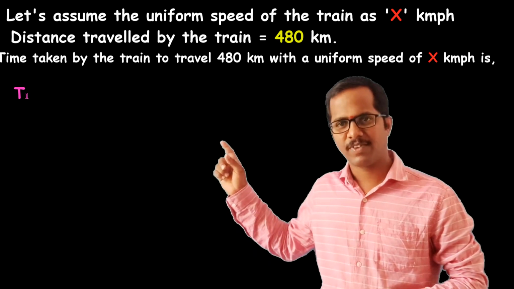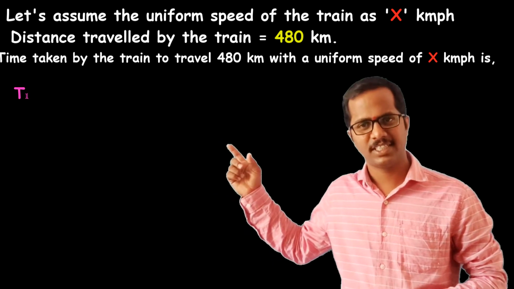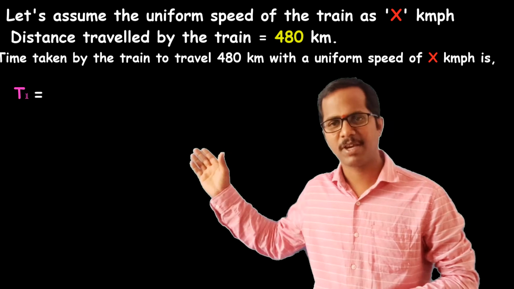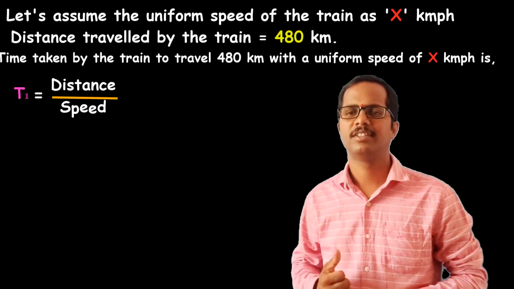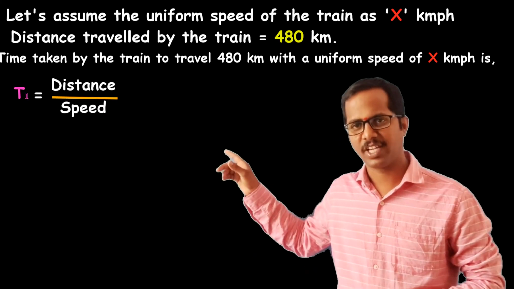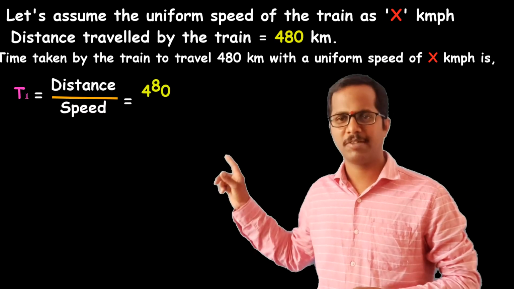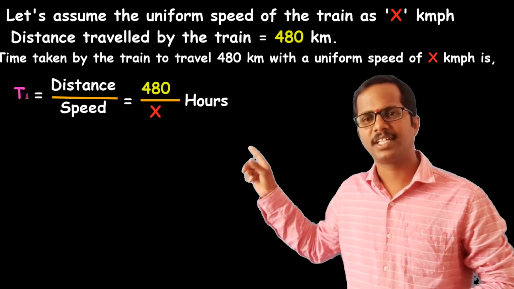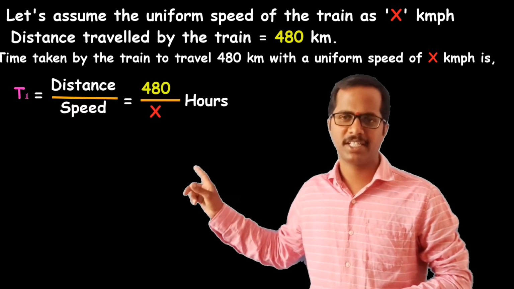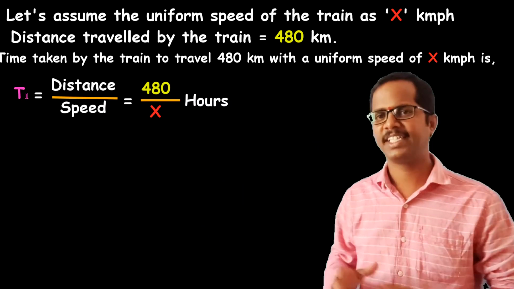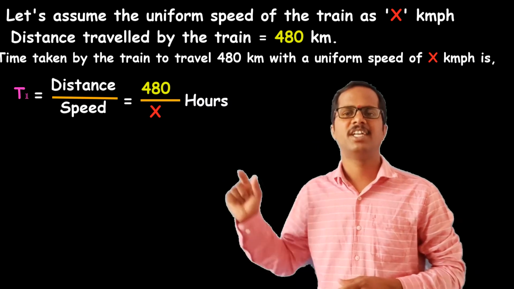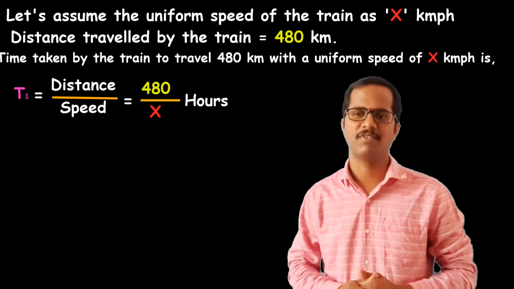so what is the formula for finding time when we have speed and distance? It is distance by speed. So t1 equals 480 by x. So 480 by x hours is the time that is taken by the train to cover the 480 kilometer distance with the uniform speed x km per hour.